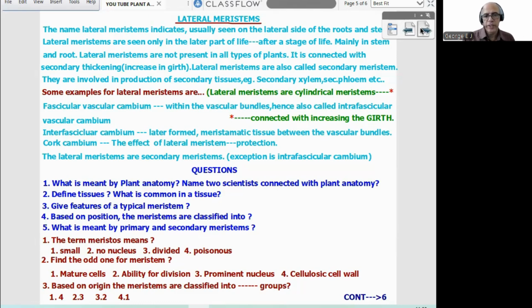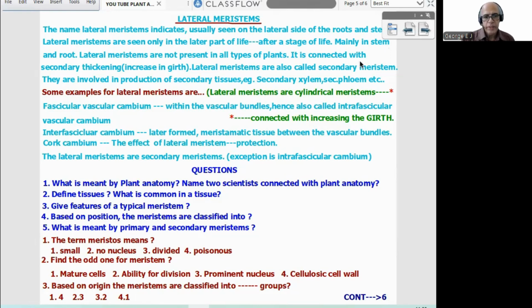In this area we can find the lateral meristem. It is connected with the secondary thickening. Secondary thickening means increasing in girth; the radius will be increased. Lateral meristems are also called secondary meristems because they appear at a later stage. They are involved in secondary tissue concerned with secondary thickening, increasing in girth, which is present in NCERT but not dealt with. Typical examples of secondary tissue are secondary xylem, secondary phloem, etc.